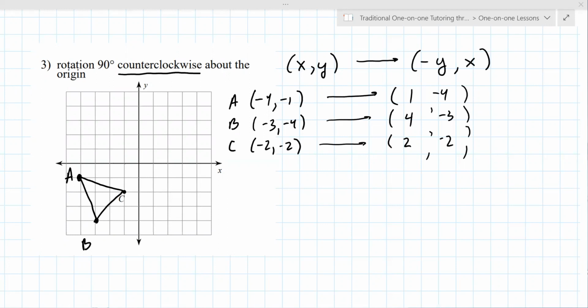And you were doing them, you were writing them down here below. It doesn't really matter, but the point is to get the new ordered pair. So (1, -4), (4, -3), and then (2, -2). I guess that's right. Something about that doesn't seem right. Because C is not 2, oh, negative, that's right. That's right. Yes, you got it. Perfect.